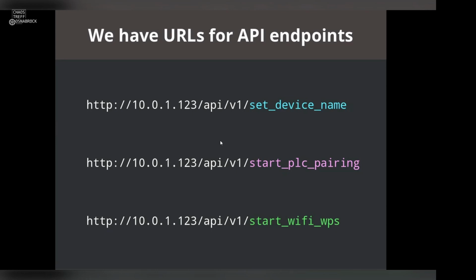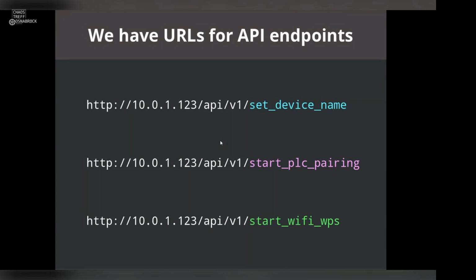By the way, if you have these devices, these are not the actual URLs. They are tailored a little bit, simplified a little bit, so these will not work on your devices. But this is just an illustration to give you an idea of what we are talking about. So here you see the URLs for 3 different API endpoints. One is called set device name, which changes the name of a device. One is called start PLC pairing, which starts the pairing procedure on the Powerline interface. And the third is called start Wi-Fi WPS, which starts the WPS procedure on the Wi-Fi, so you can get a new device into your Wi-Fi network.